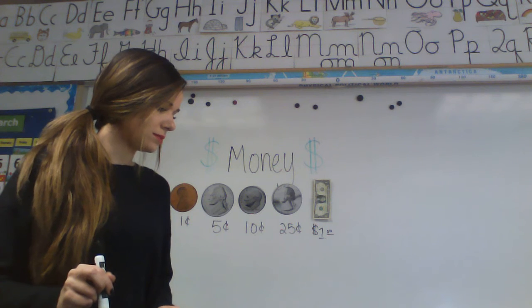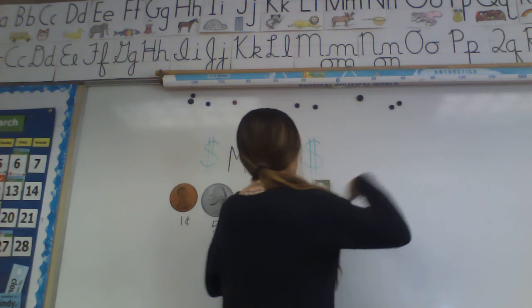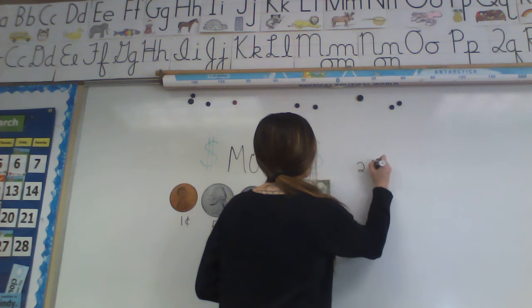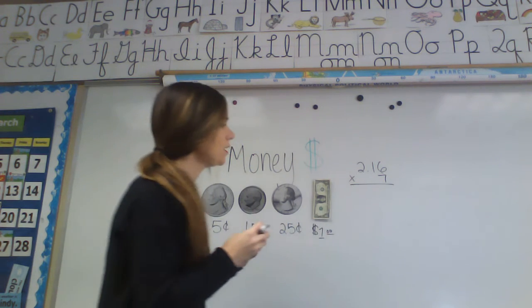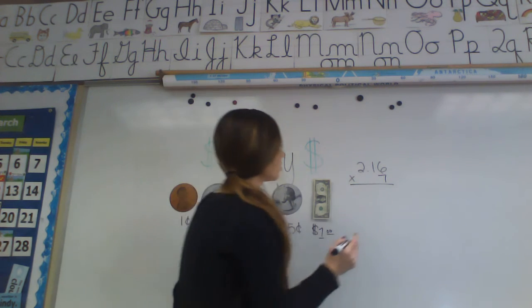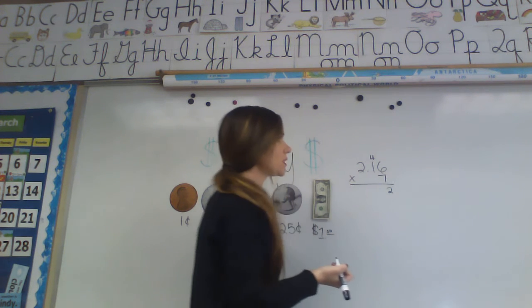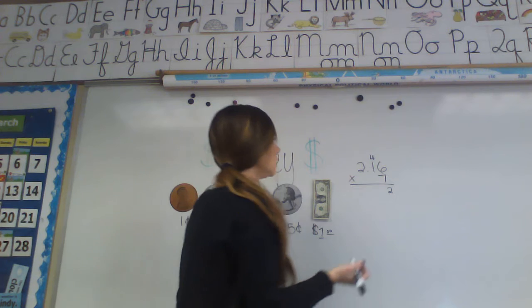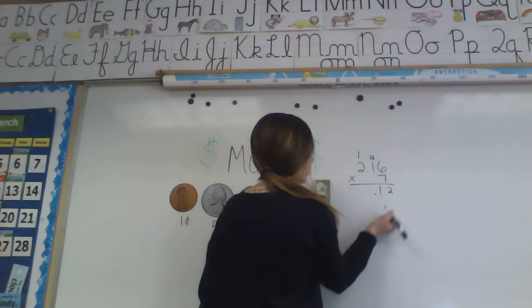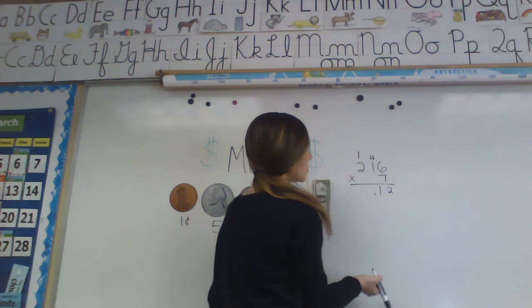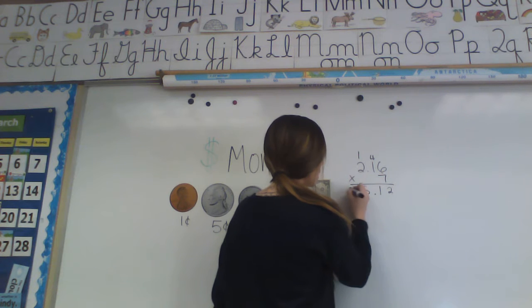So I'm going to do problem A together. We're going to be doing $2.16, and we're going to be multiplying it by 7. Okay, so 6 times 7 is 42. 7 times 1 is 7, plus 4 is 11. We're going to be carrying down our decimal point right here. 7 times 2 is 14, plus another 1 is 15. So we get $15.12.